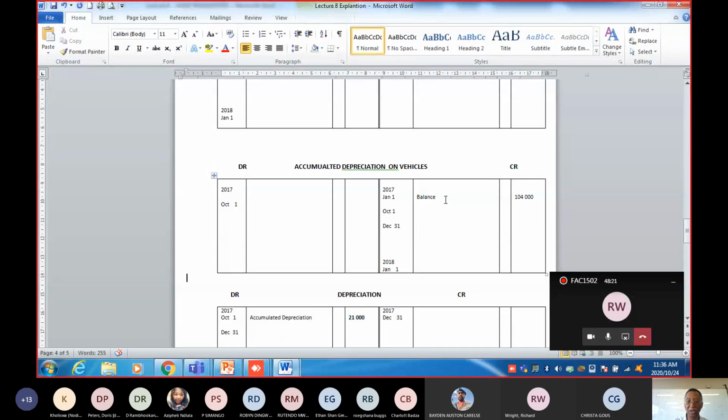So we go to our accumulated depreciation account, and on the 1st of October, credit this account with depreciation, and the amount applicable here is 21,000 Rand. That is step number 1. I debited the depreciation account and I credited my accumulated depreciation account.